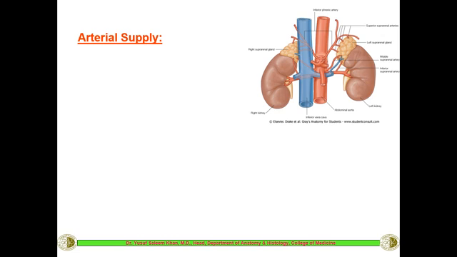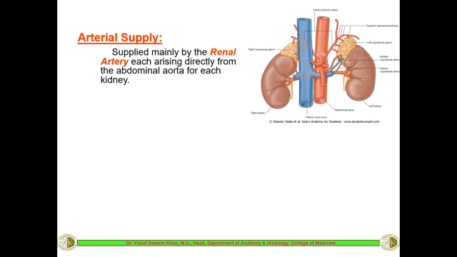Now coming to the blood supply of the kidneys, the arterial supply, as we already see, is by the renal artery, which is a direct branch arising from the abdominal aorta. This is the abdominal aorta, and on either side it gives direct branches from the abdominal aorta. These are called the renal arteries.